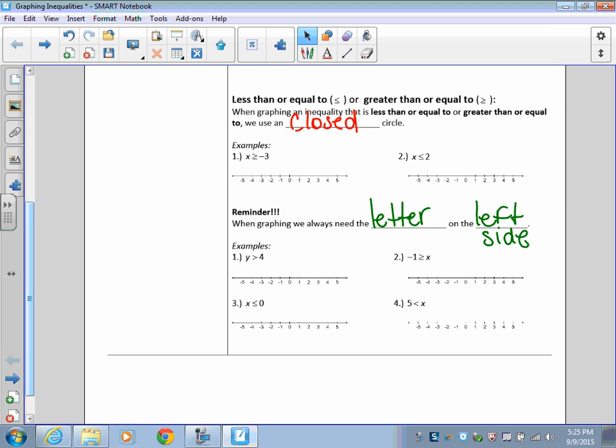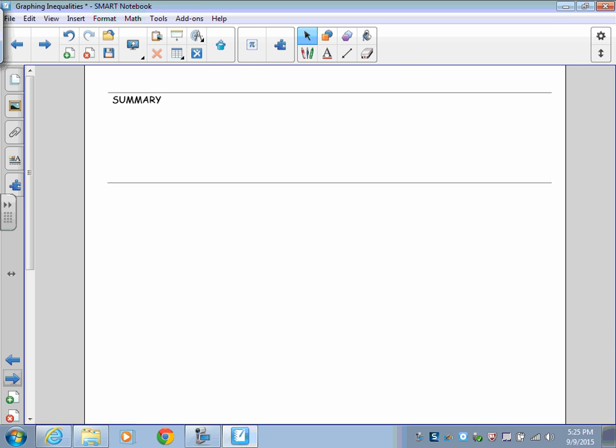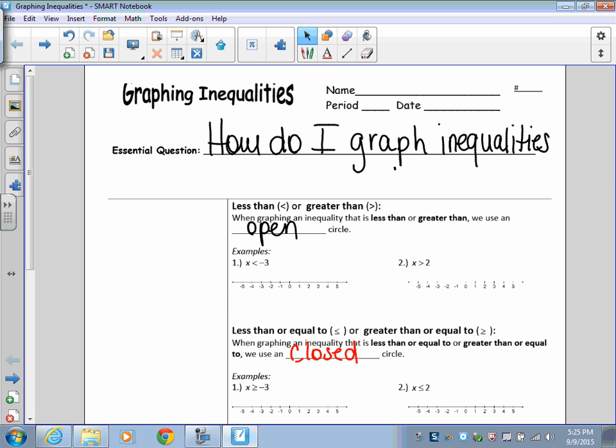Now, our page of notes is complete. I want to go to that second page where you see your summary. Remember, you need to write a couple of sentences for your summary. I would suggest that you write down when you need a closed circle and when you need an open circle. Let's go back to page 1 and we're actually going to graph.